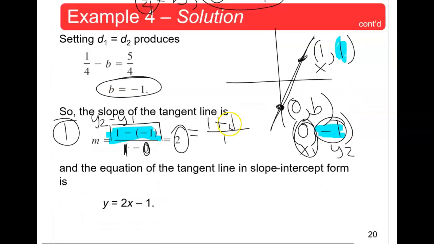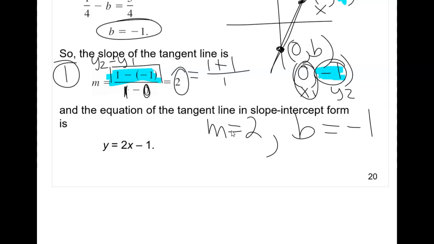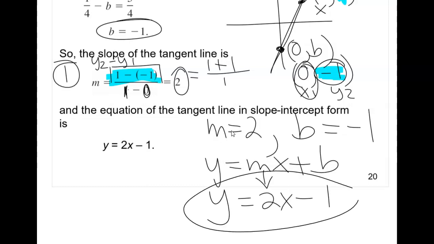Now that we know the slope is 2, we know that m is 2. And we know that b is equal to negative 1. We could use the slope-intercept form, mx plus b, and just simply replace the m with a 2 and the b with a negative 1. And that is just the final answer to the question, to find the equation of the tangent line in slope-intercept form.